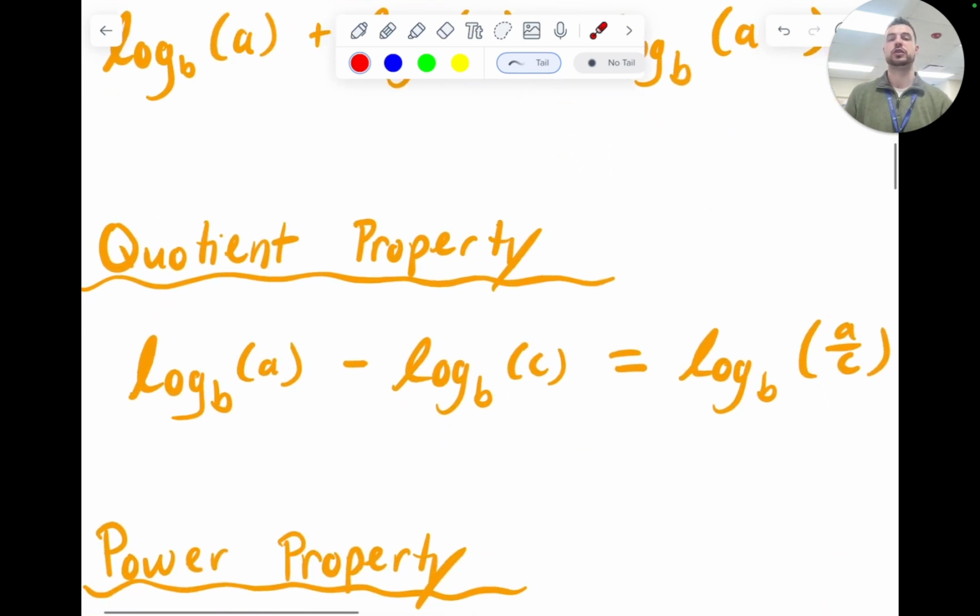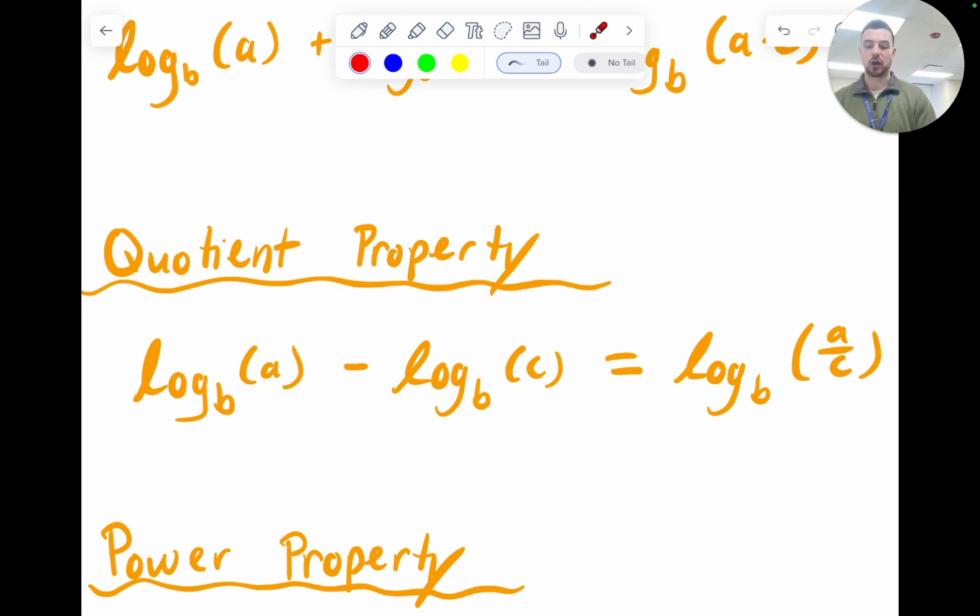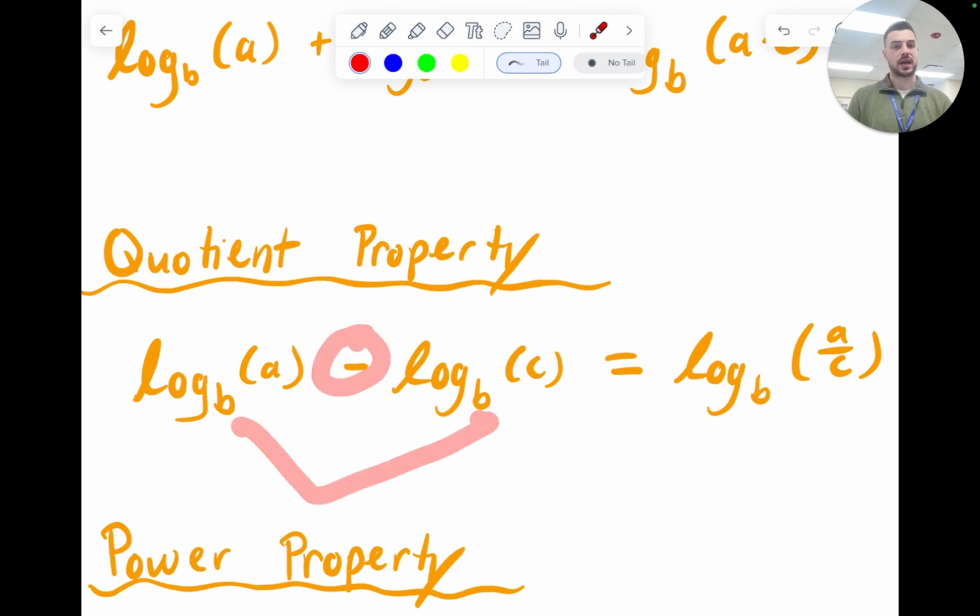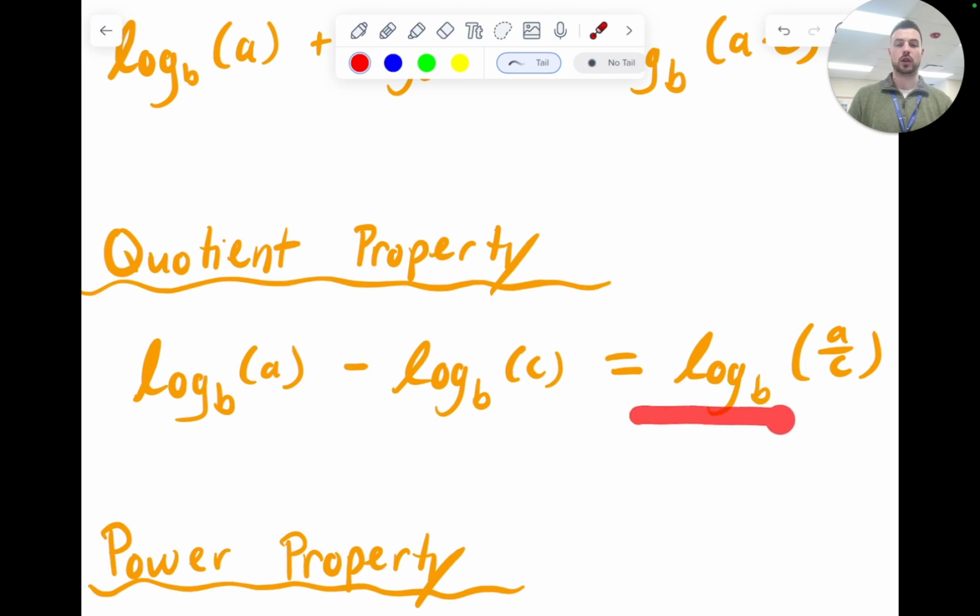Next, we have the quotient property. So if I have log base b of a minus log base b of c equals log base b of a divided by c. So if I've got two logs with the same base and I am subtracting them, I can condense from two logs to one log if I divide their arguments.